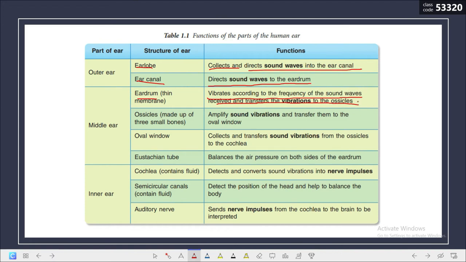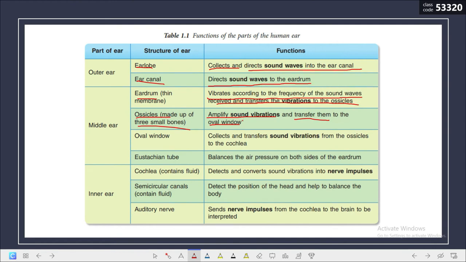So when the eardrum receives the sound wave, it will vibrate, and it will transfer the vibration to the ossicle. The ossicle has three small bones. What is the function of the ossicle? It amplifies the sound vibration and transfers it to the oval window. So the ossicle only amplifies the sound, the frequency, the loudness.